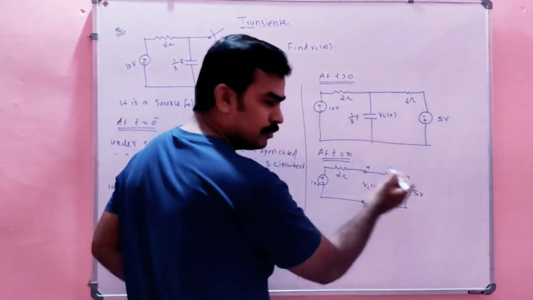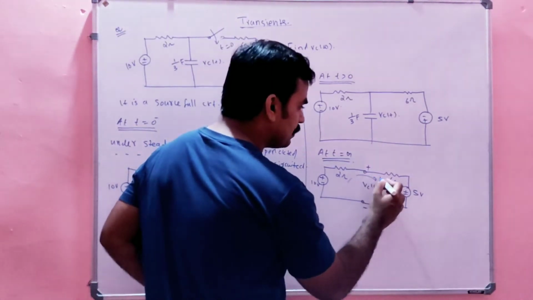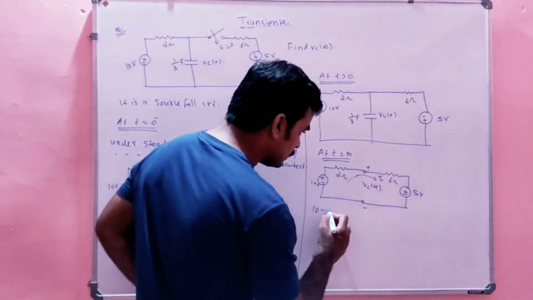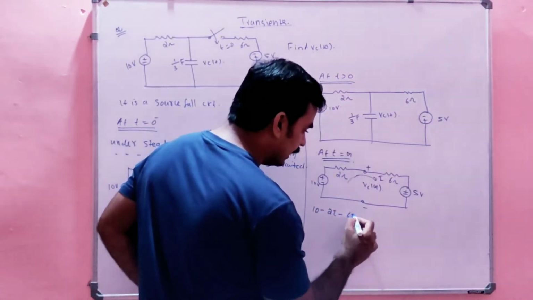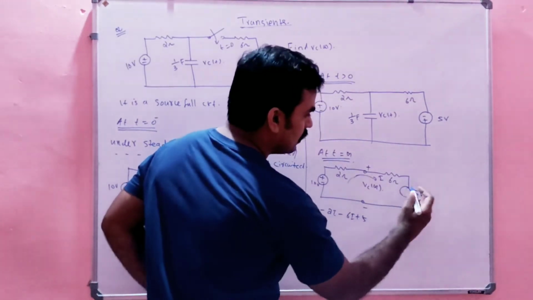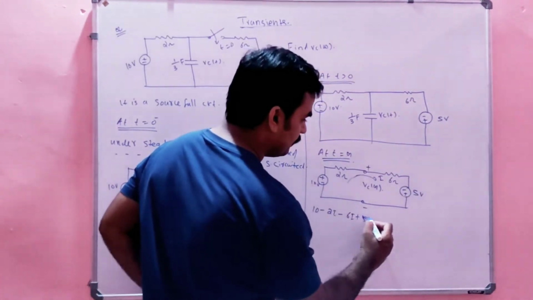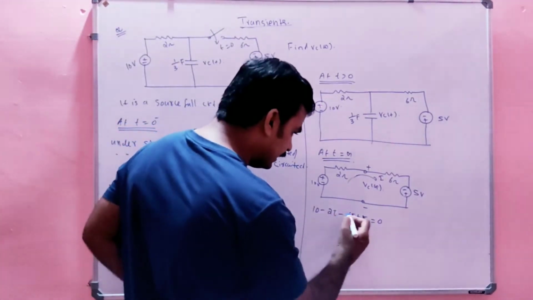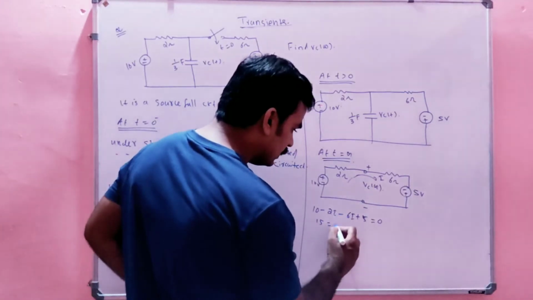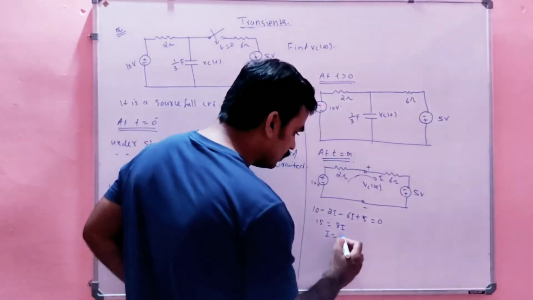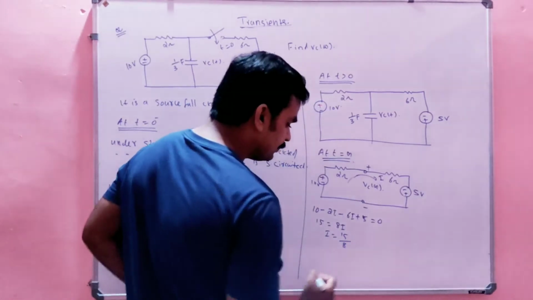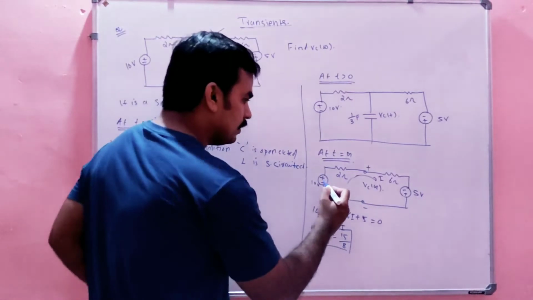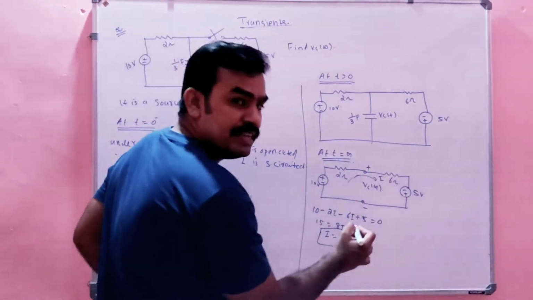So this is a closed path now, so there should be some current I. That current is nothing but, 10 minus 2I minus 6I plus 5, sorry, this is minus and plus here, so plus 5 equal to 0. Correct or wrong? Or I can write 10 plus 5, it is 15 equal to 8I, so I will be equal to 15 by 8, correct? And what is this voltage? It is nothing but Vc of infinity.